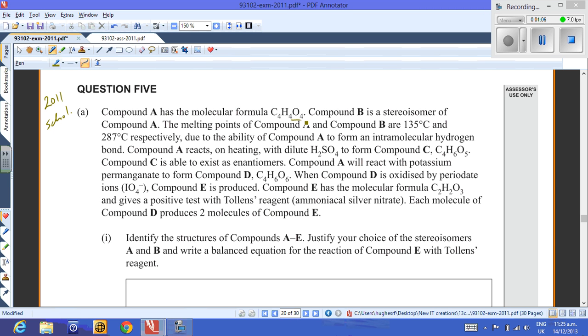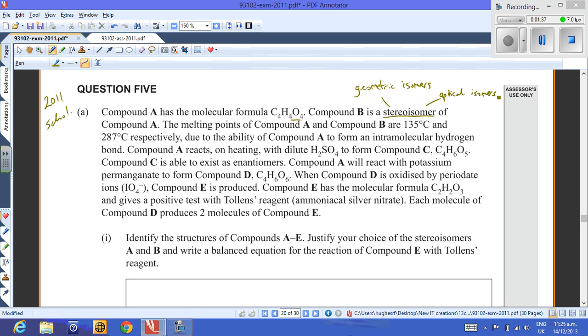Compound B is a stereoisomer of compound A. Now, stereoisomerism is not the same as structural isomerism. Structural isomerism is the most basic type of isomerism, where you have the same molecular formula and you just move around the position of the bonds. Stereoisomerism is the category which includes geometric isomers. So anytime you see stereoisomerism, you need to think of geometric isomers, or alternatively, it also includes optical isomerism.